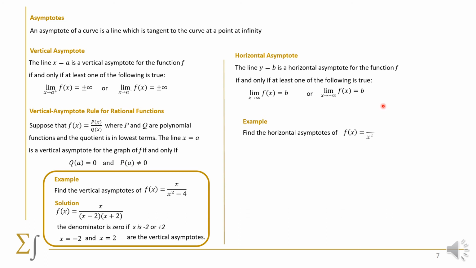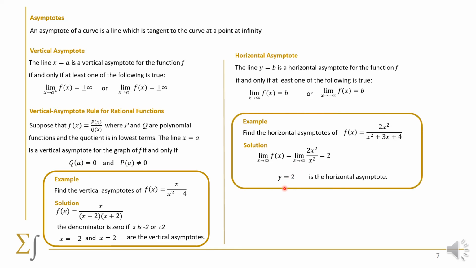Let's take an example. Given f of x equals 2x squared over x squared plus 3x plus 4, we are asked to find the horizontal asymptote. So we take the limit of f of x as x goes to infinity. We know that this is a rational function. The degree of the numerator is equal to the degree of the denominator. So the answer of the limit is equal to 2, and y equals 2 is the horizontal asymptote we are looking for.